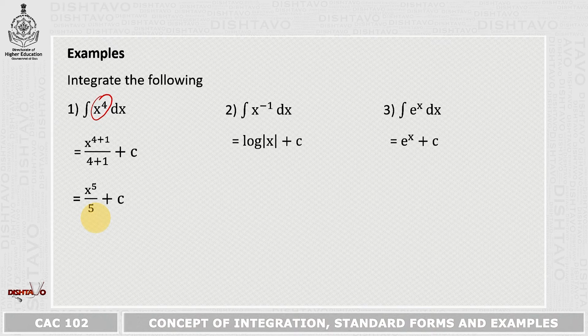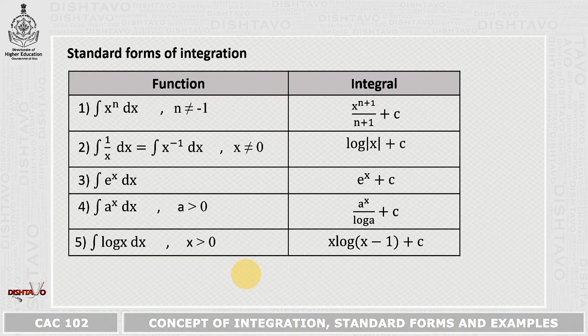Moving on to the second example. In the second example, we have the function x raised to minus 1. Now, I cannot use the first formula because the power here is minus 1. And we cannot use this because I have specified that you cannot have n equal to minus 1. So, I should look for a formula or a form which will give me the integral of x raised to minus 1. Here, this is that form.